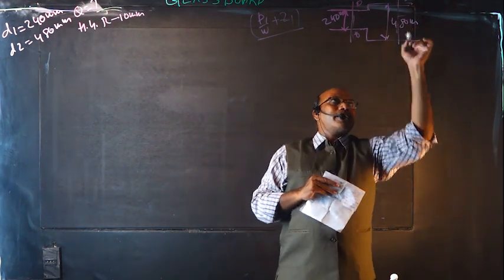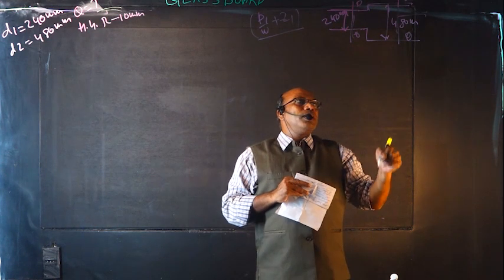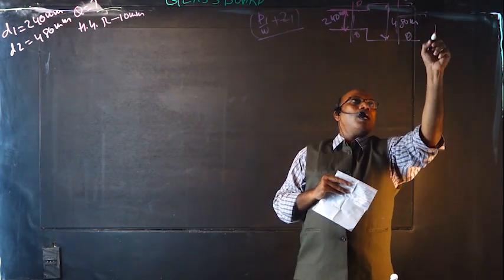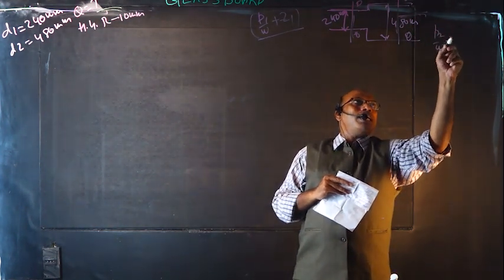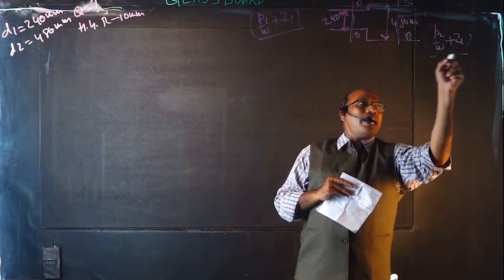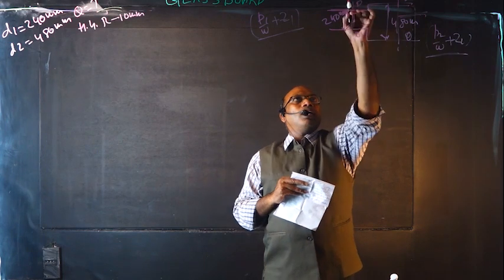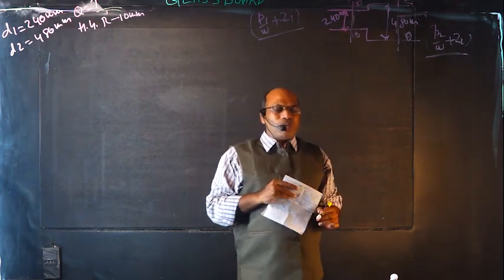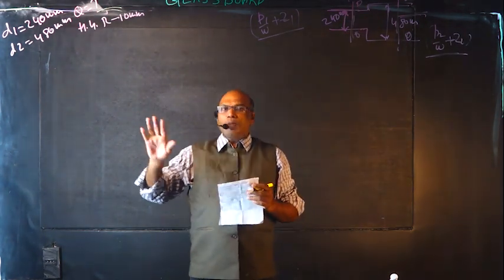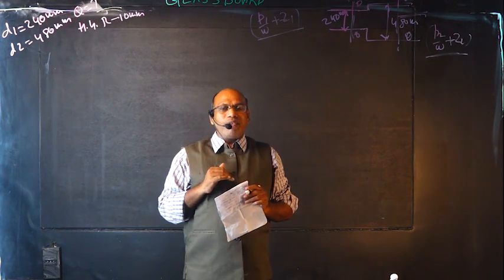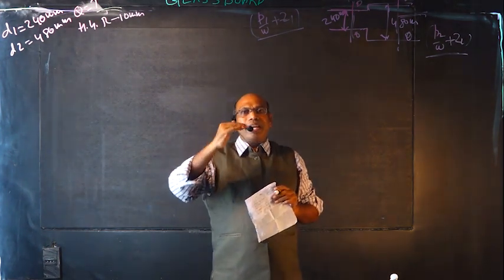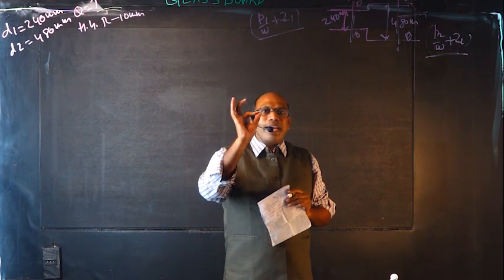This is the hydraulic gradient line at section 1-1. The hydraulic gradient line at section 2-2 is equal to P2 by W plus Z2. This is the hydraulic gradient line at section 2-2. Now in this problem, they have given that the hydraulic gradient line is raised by 10 mm.